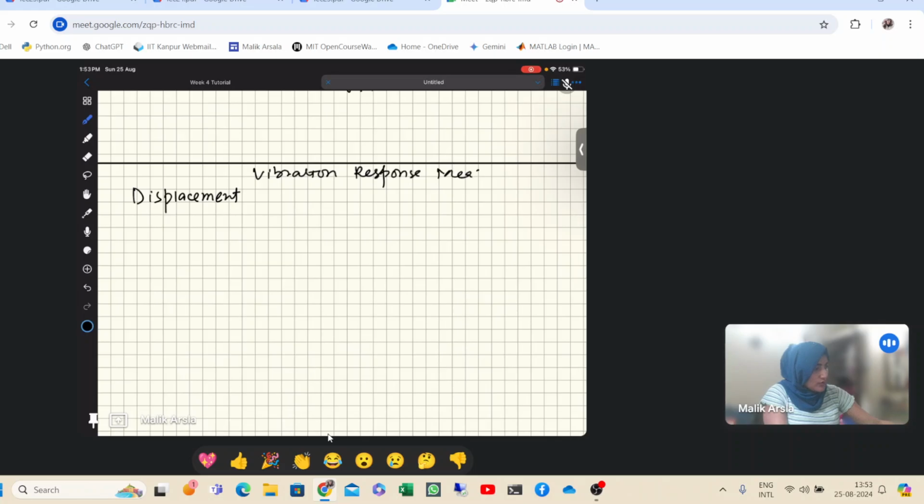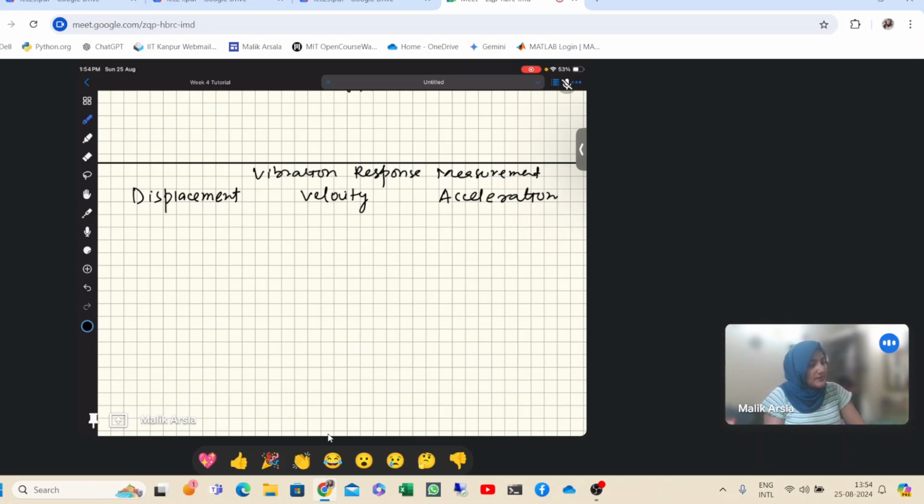It consists of three things only, because we know that our response is basically some x, as a function of x sine omega t, something like that. So what we want to get out of the vibration measurement is basically the displacement, or if we differentiate it, it becomes x dot, the velocity, and then x double dot, which is acceleration. So displacement, velocity, and acceleration: these are the three things which ultimately mean that we are measuring the vibration.